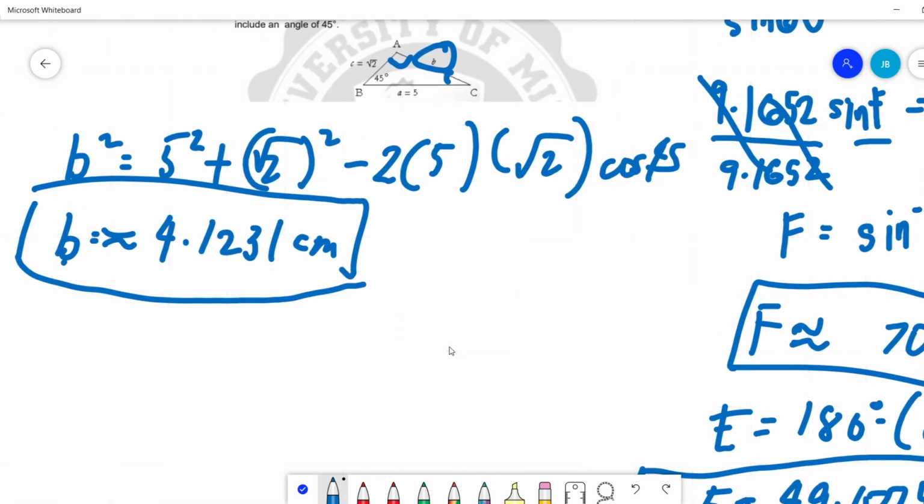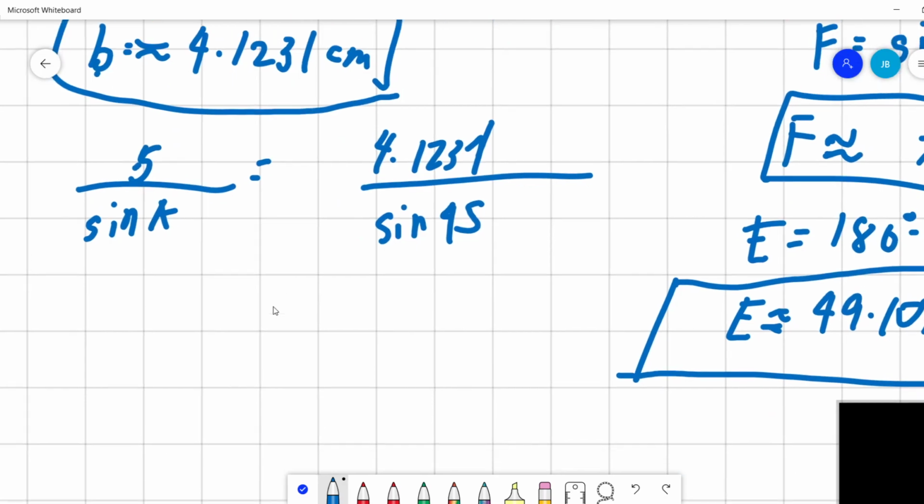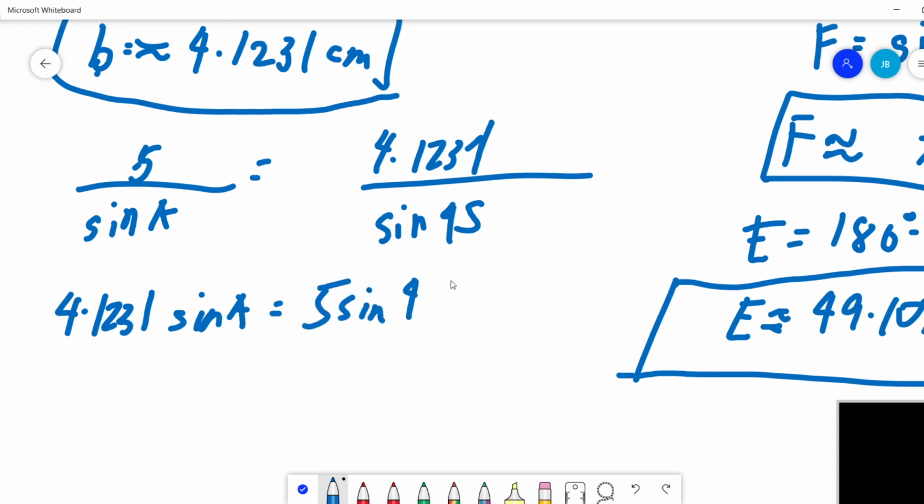Okay, now let's find angle C and angle A. So to find angle A first, use 5 all over sine A, and then since we have side B, that's 4.1231, all over sine 45. So if you compute it algebraically, you get 4.1231 sine A is equal to 5 sine 45.